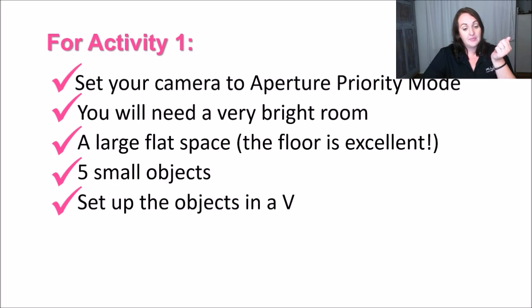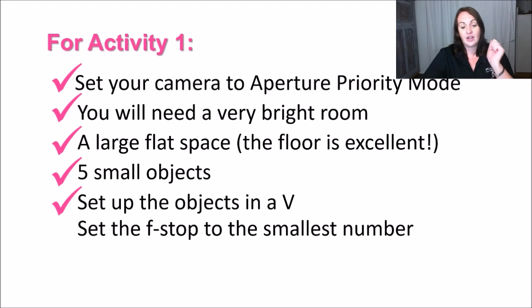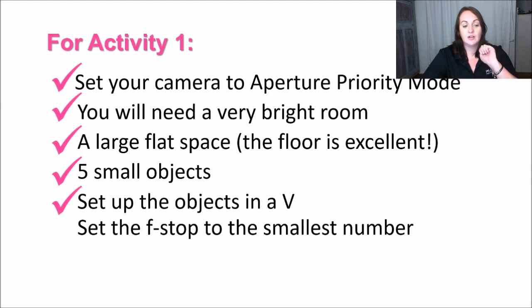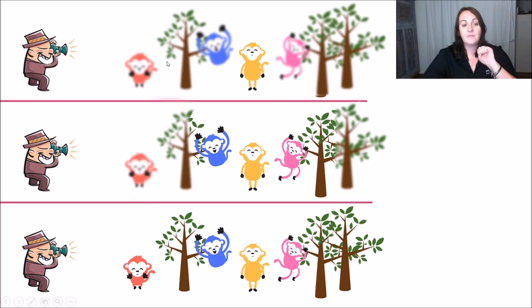So once you've got them set up in a V, you need to set your f-stop number to the smallest number possible. So remember, find the dial which moves that f-stop number and move it to the smallest number possible on your camera. What we are trying to do by having it on the smallest number possible is the very first monkey image. We're trying to get just one of those items in focus and blur the rest. And by doing this activity, it will show you exactly how that works.